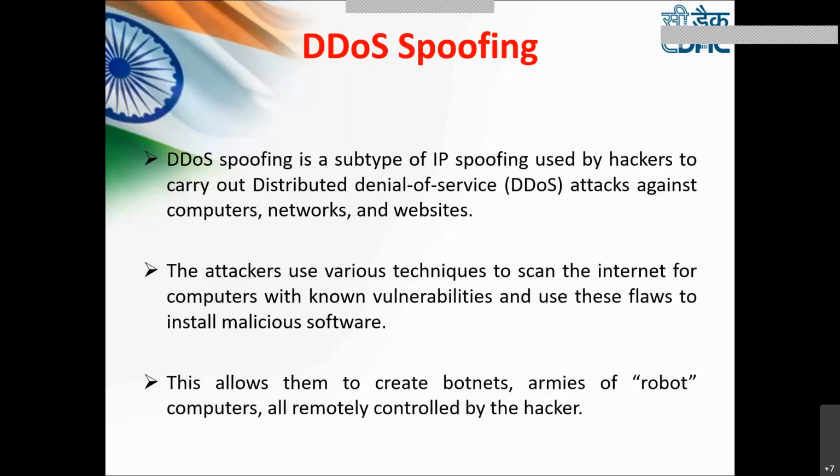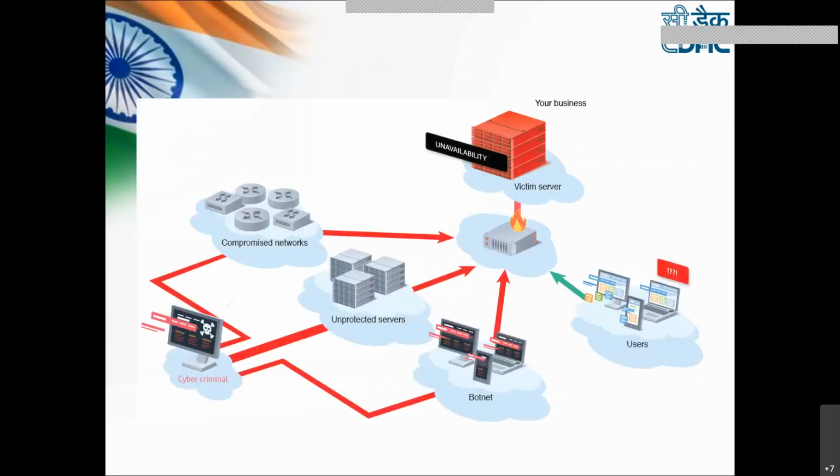Let's move to the next one. So this allows them to create botnets, armies of robot computers, all remotely controlled by the hacker. So let's see a particular diagram. As you can see, the cyber criminal has already compromised networks, unprotected servers, and bots.